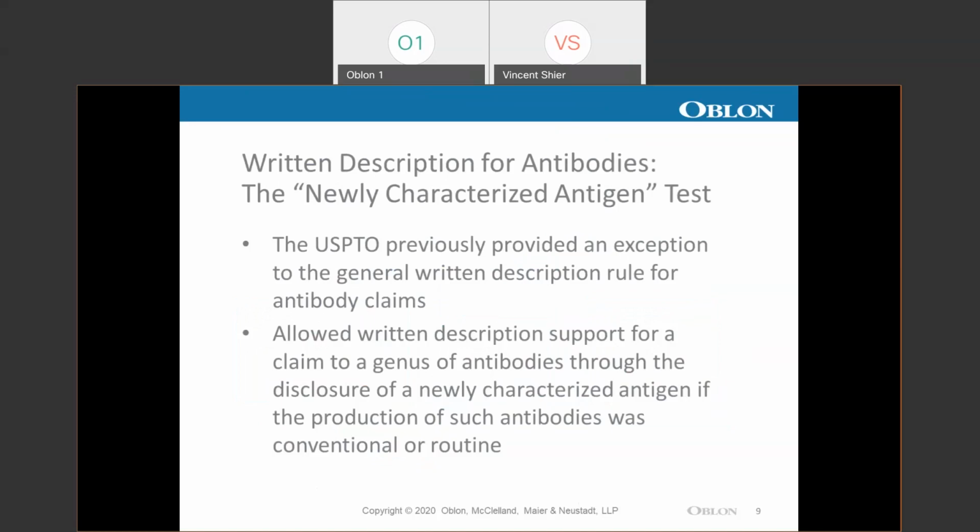So the USPTO previously provided an exception to the general written description rule for antibody claims. This allowed written description support for a claim to a genus of antibodies through the disclosure of a newly characterized antigen, as long as the production of such antibodies was conventional or routine. The newly characterized antigen test thus allowed patent owners to obtain claims covering any potential competing products that bind to the same epitope or antigen.